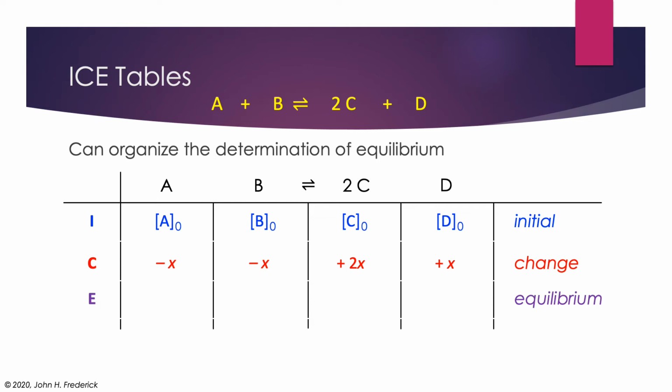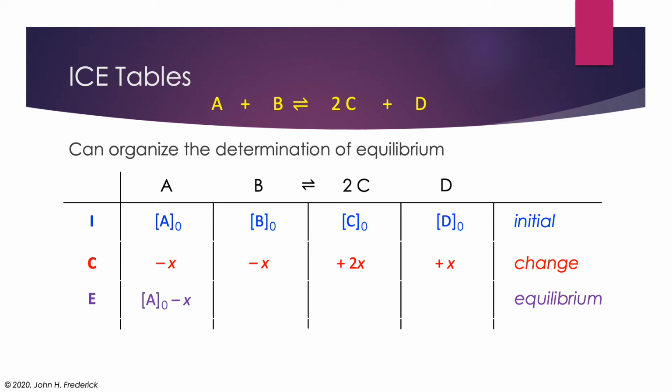Now, what I'm going to presume is that I'm going to let this reaction run until it reaches equilibrium. And what I want to do is solve for the value of x that satisfies the equilibrium condition. So that means at equilibrium, A will have started at A0, it will have changed by an amount minus x, so at equilibrium, its value will be A0 minus x.